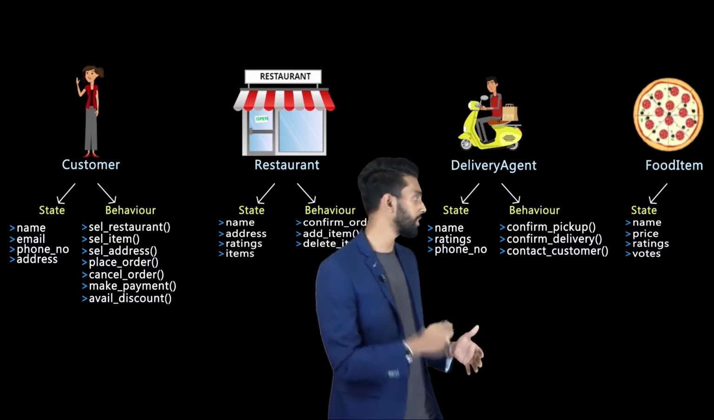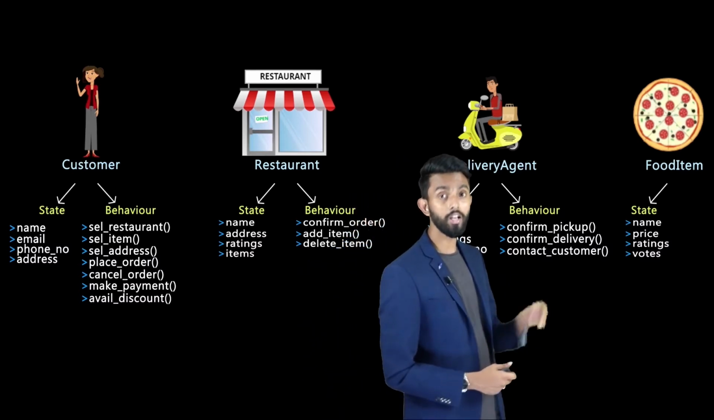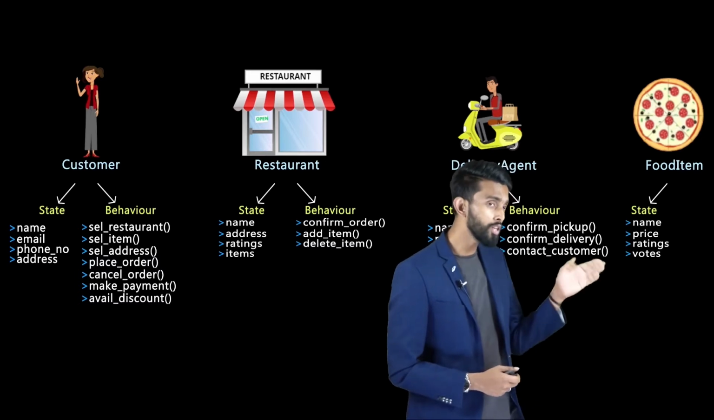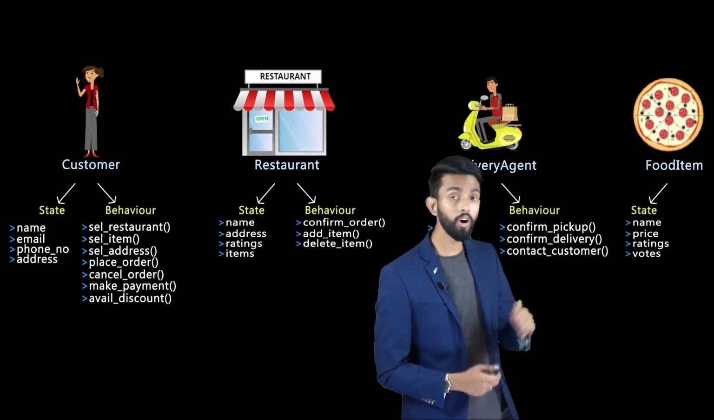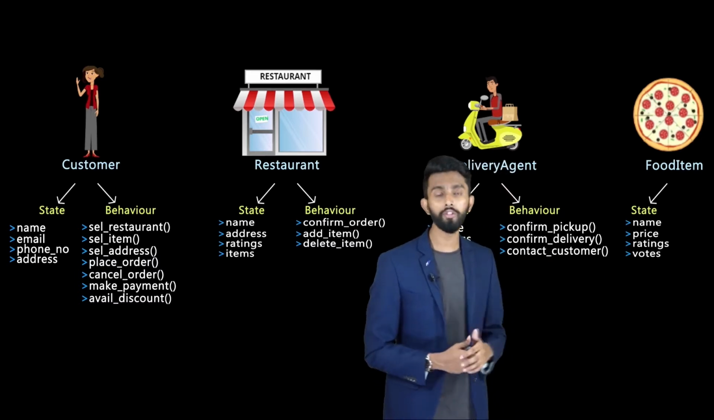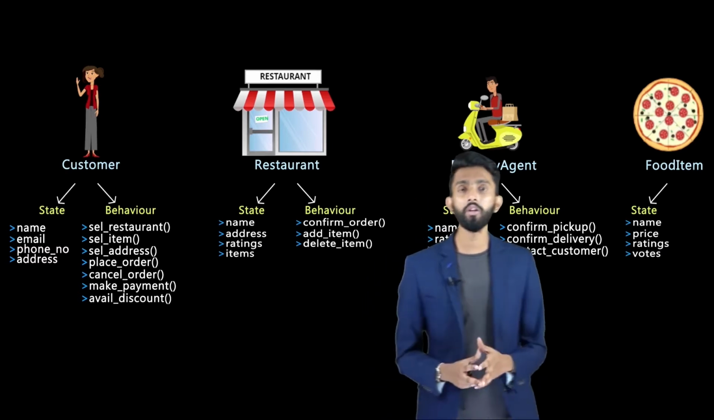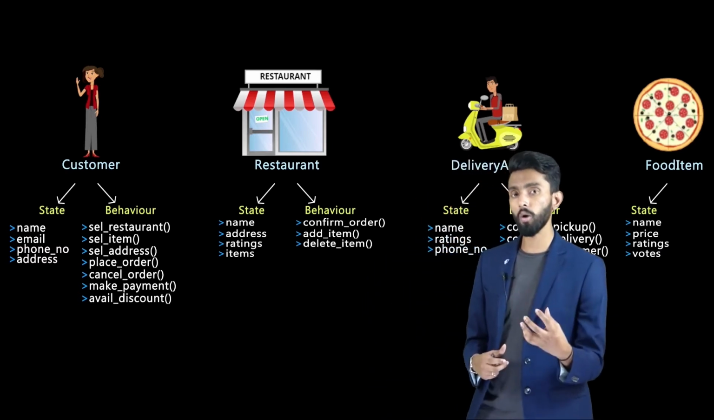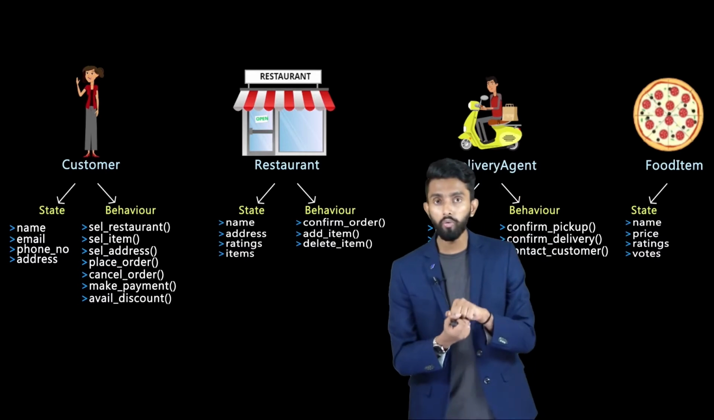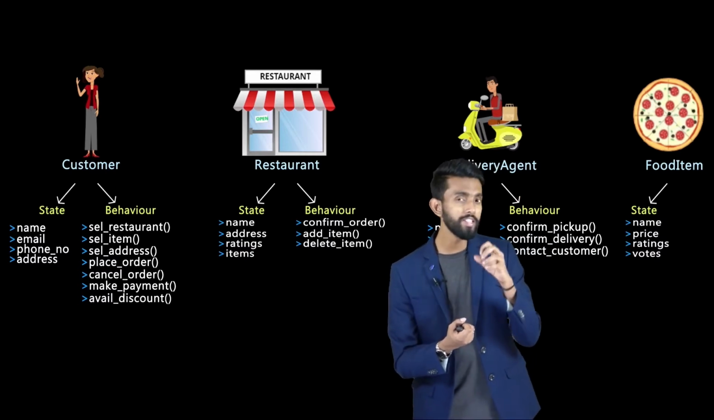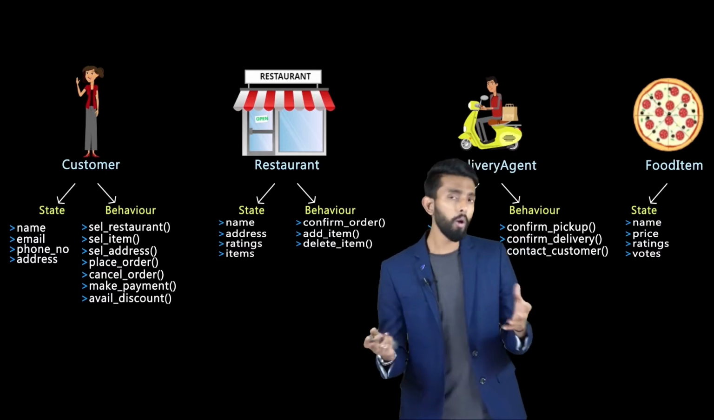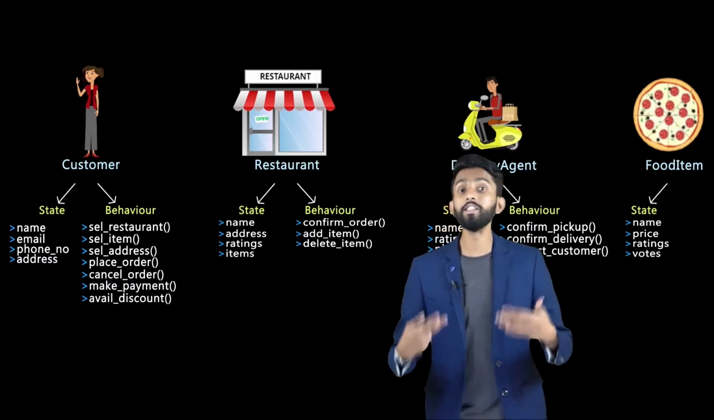But what is interesting is if you look at the last one, which is food item, which has only state and not behavior, not because I have forgotten to give its behavior. My friends, sometimes in the real world you will encounter such objects which in your software project you need only its state and not its behavior, or probably sometimes it cannot even exhibit any behavior.